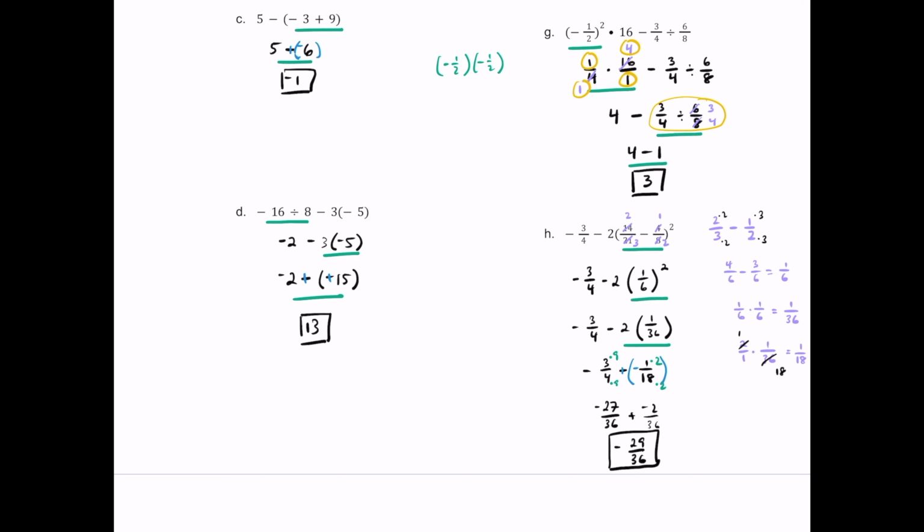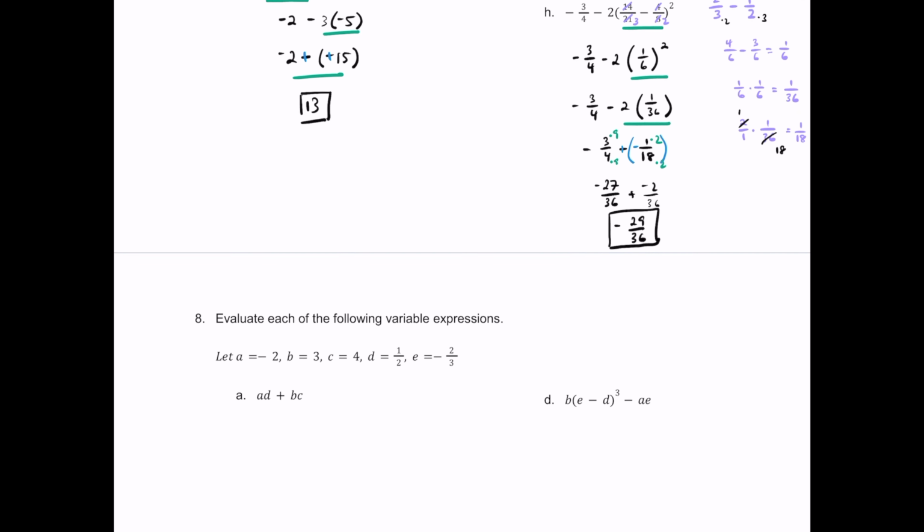I think that's it. Alrighty, let's check out the last section here, number 8. So evaluate each of the following variable expressions. We know that A is negative 2, B is 3, C is 4, D is 1/2, and E is negative 2/3. All right, so just a few of these.